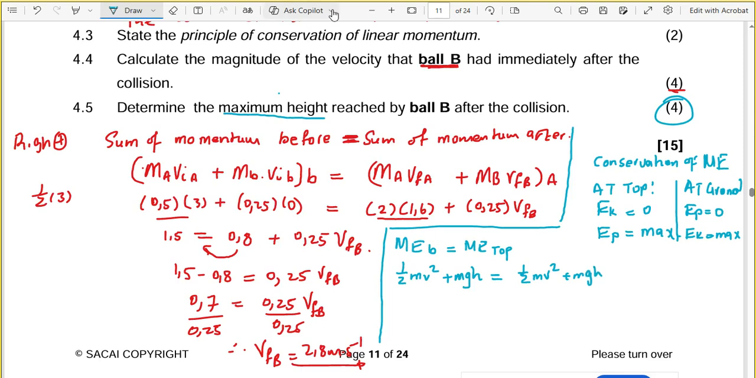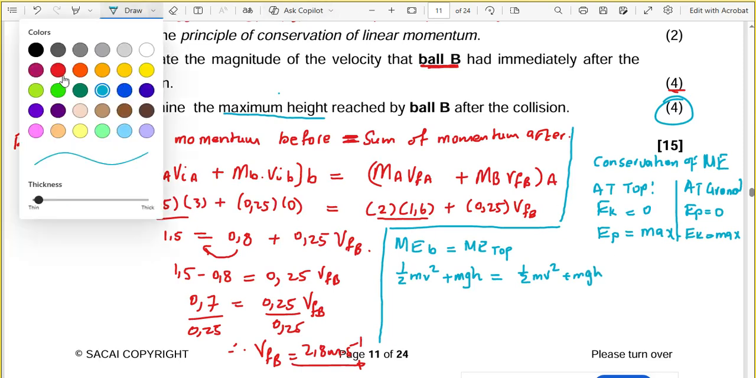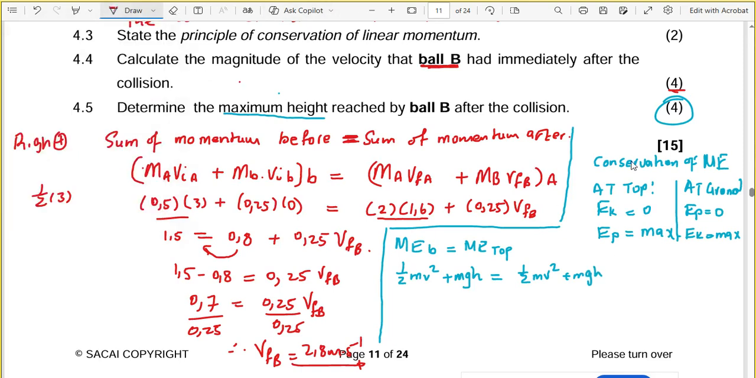And there's a mark for that formula. So what I'm trying to say is that at top, your EK is 0. This one is B for bottom, this one is for top. So at top, your EK, which is this one, you're going to get 0. Your kinetic energy will be 0. And then at the ground, your EP is the one that is 0. At the ground, this is the bottom.